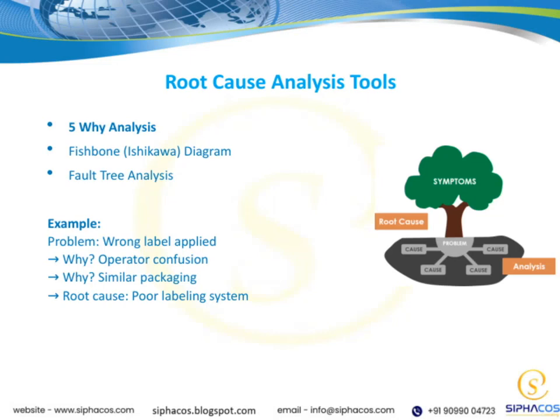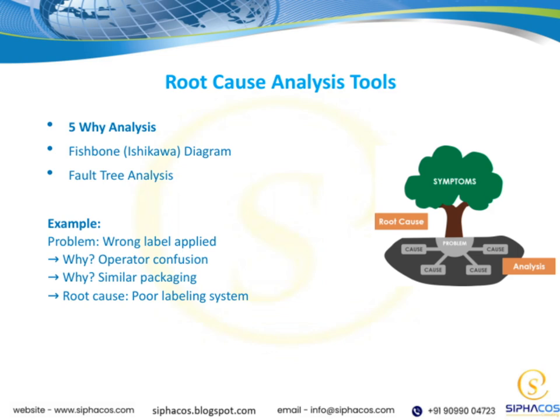Now, let's take a closer look at some of the key root cause analysis tools we can use to dig deeper into problems. First up is the 5 Why analysis. This method involves asking why multiple times, usually 5, to peel back the layers of a problem and get to its core. It's simple but very effective for identifying underlying issues. Next, we have the fishbone diagram, also known as the Ishikawa diagram. This visual tool helps us categorize potential causes of a problem into different branches like people, processes, equipment, or materials. It gives us a structured way to brainstorm all possible contributing factors.